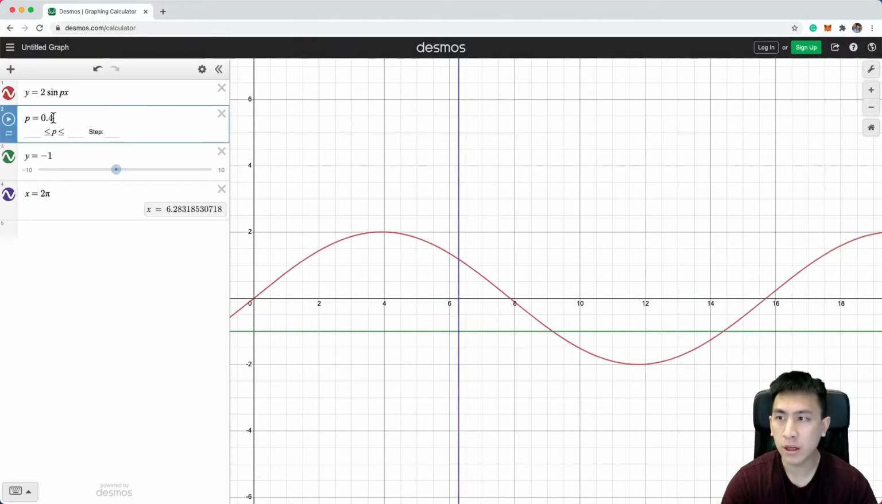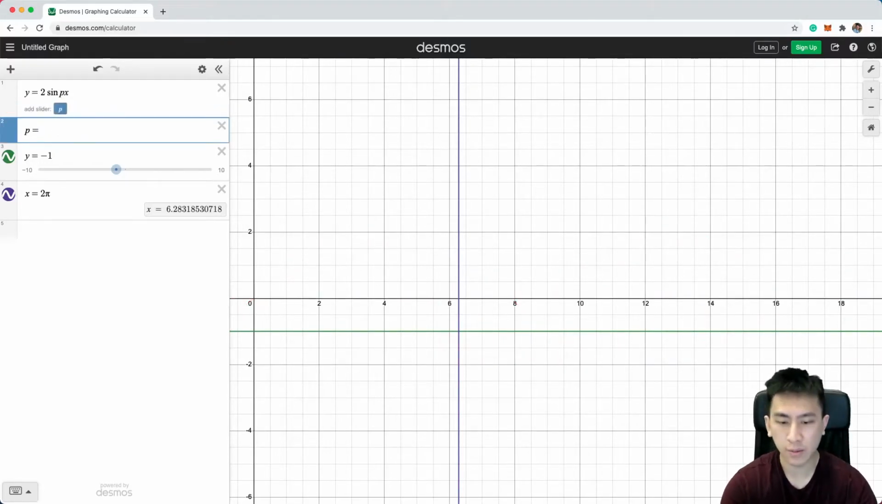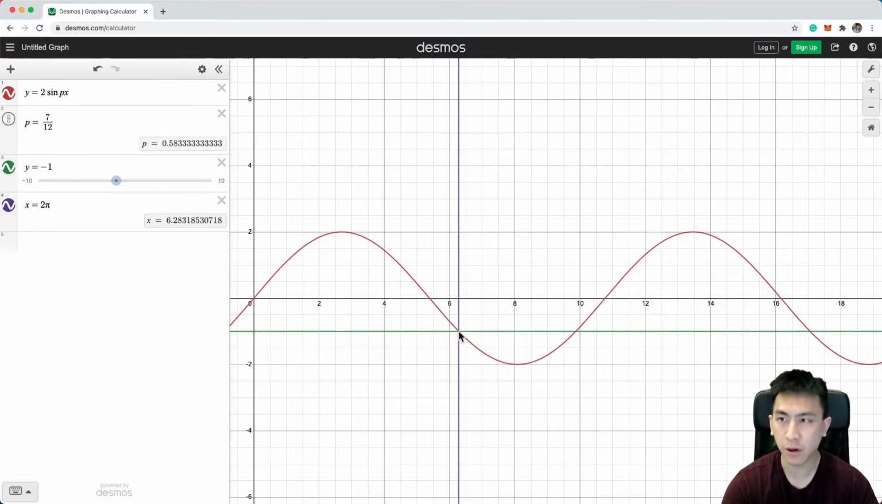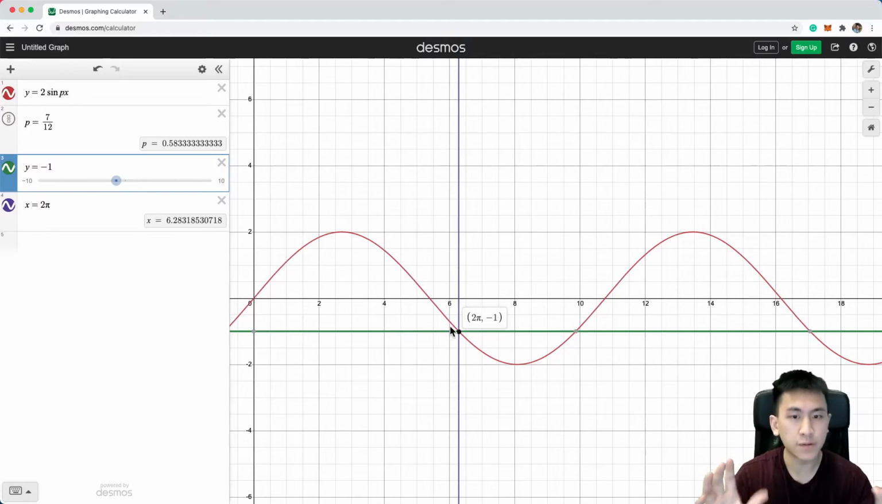So of course we are looking for the maximum value, and we already know it's 7 over 12, right? So we type 7 over 12 for p. Then you can see exactly at 7 over 12, it would hit exactly at this point. Therefore, if p is anything smaller, the stretch would be big enough so that it won't hit before 2π. So that's how you would do your question.